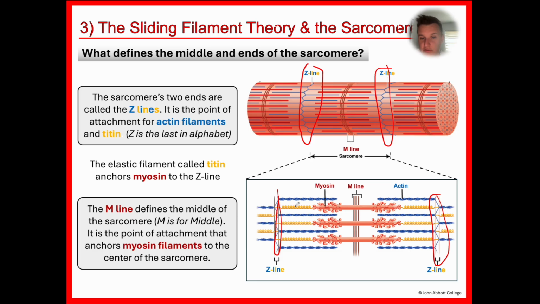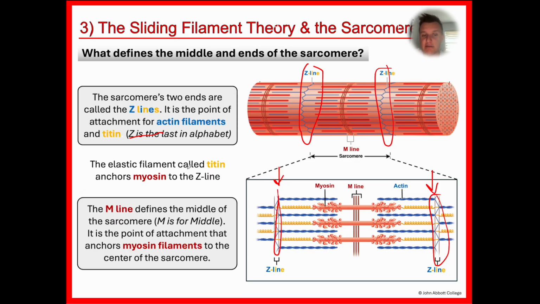This yellow protein here is called titin, and it attaches to the Z line as well. We'll talk in a minute about what the titin does, but I just want you to think Z line: Z is the last letter in the alphabet. So these are the ends of the sarcomere, right? This is one end of the sarcomere, and the other end, Z is the last letter of the alphabet. It makes sense. So you have two Z ends over here.